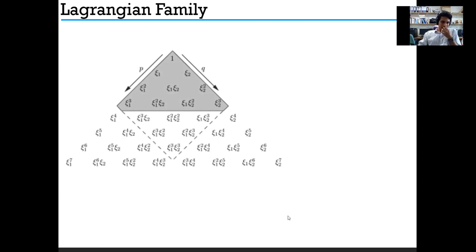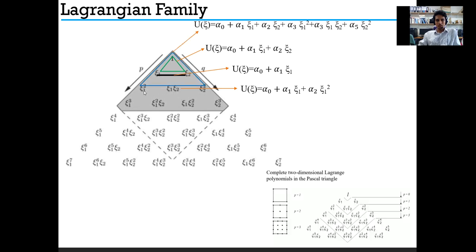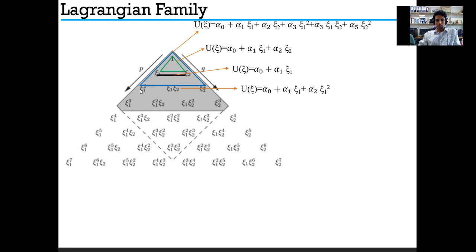For the Lagrangian family in the Pascal scale, we can get the one-dimensional equation for a node. This is a polynomial for the one-dimensional equation. This is the lower order triangles, and actually this is the quadratic, linear equation, and this is the higher order polynomials.